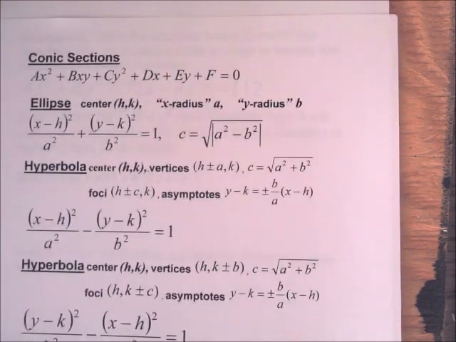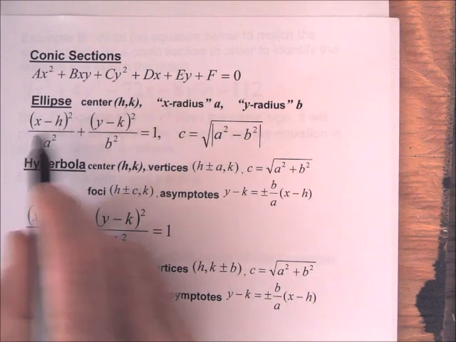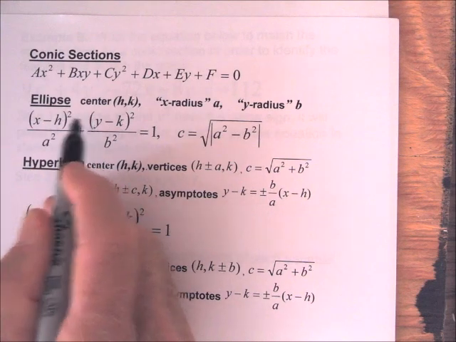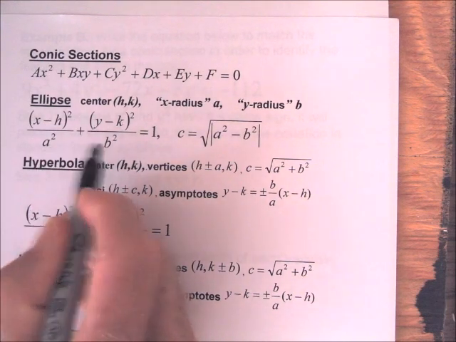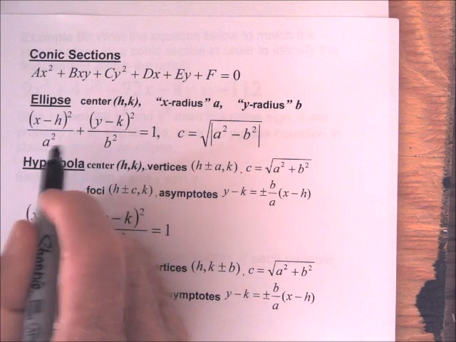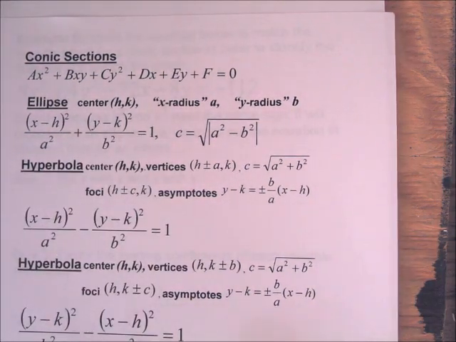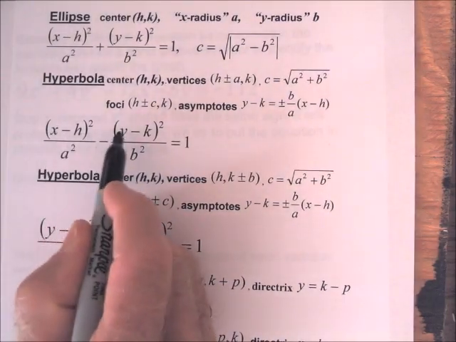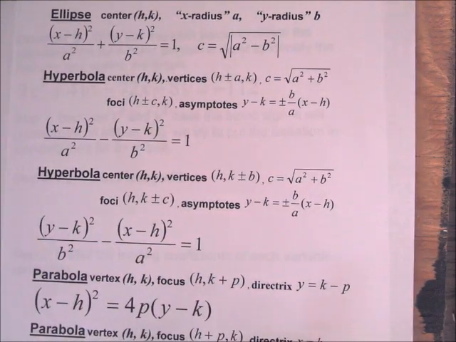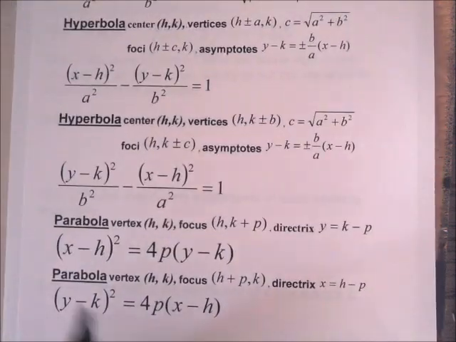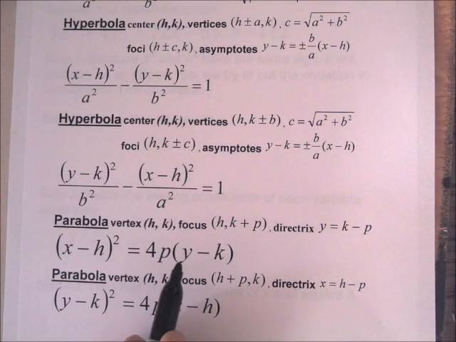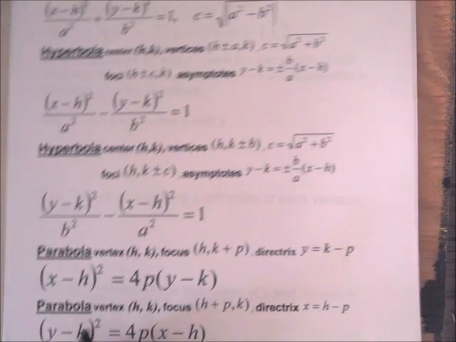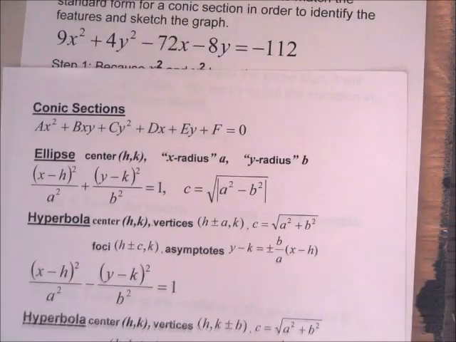You notice for ellipses, the x squared term and the y squared term have the same sign. And ellipses include circles. If a is equal to b, then it'll be a circle. For hyperbolas, the x squared term and the y squared term have opposite signs. For a parabola, either you have an x squared without a y squared, or you have a y squared but no x squared. So it looks like it's going to be an ellipse, and it might be.